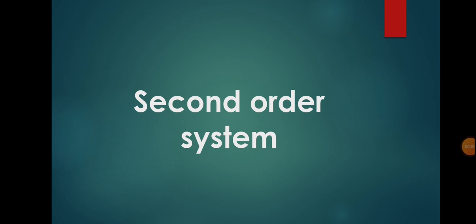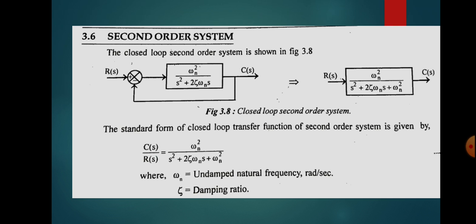Hi students, in this session we will discuss second order systems. First of all, a second order system is shown in the figure, where R(s) is the input and C(s) is the output. The open loop gain of the second order system is given by omega n square divided by s square plus 2 delta omega n into s.